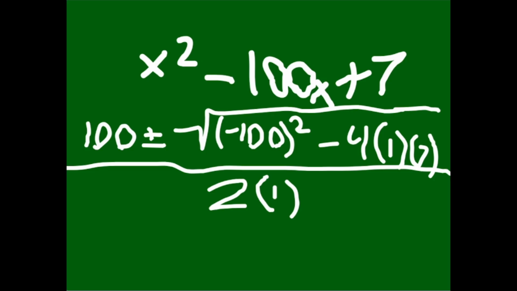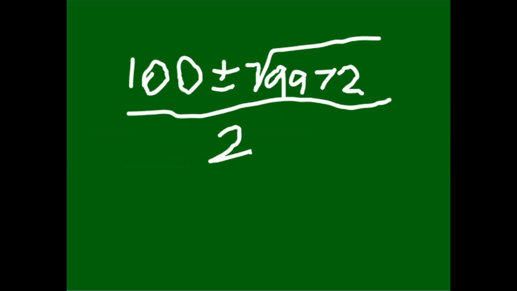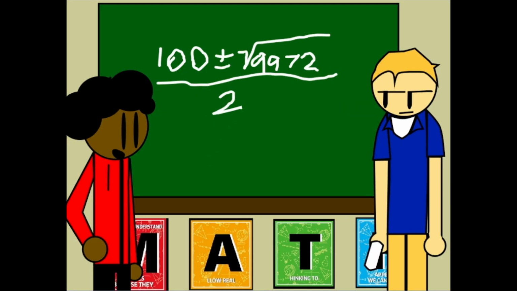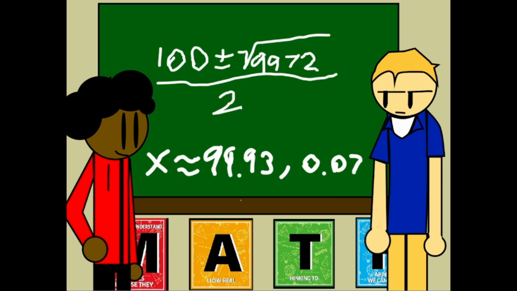First, we take the quadratic formula and plug in all the values. Then, we calculate the square root of negative 100 squared minus 4 times 1 times 7. Then, we just find the two possible solutions for adding and subtracting. So, what are the solutions? 99.93 and 0.07. Does that mean you have $100 on you?